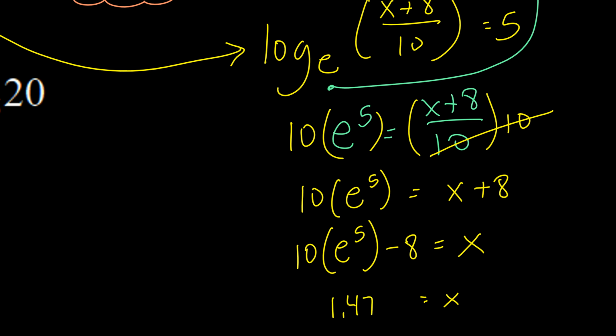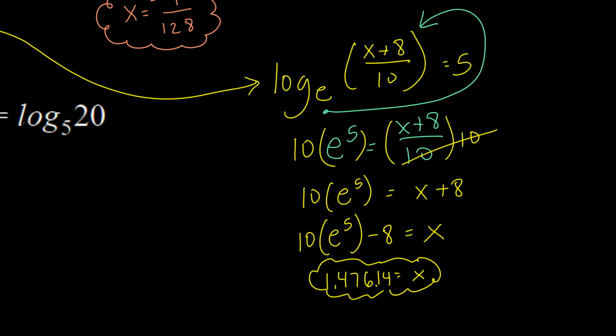1,476.13. Beautiful. That is what you should have gotten there. 1,476.14. So a lot of people got that right. They just left it in the wrong format. You need to get an actual numerical answer here.